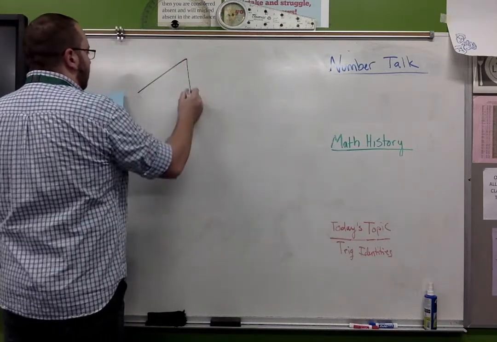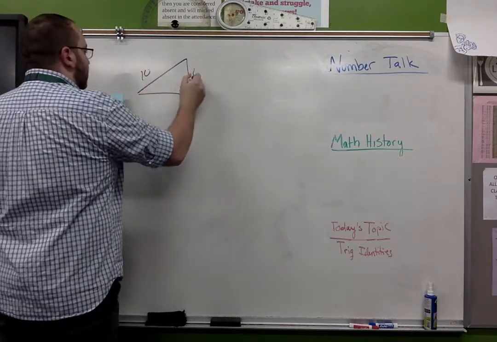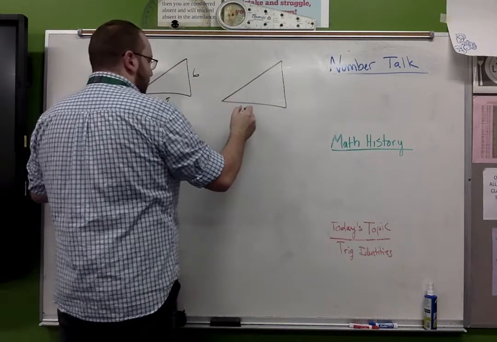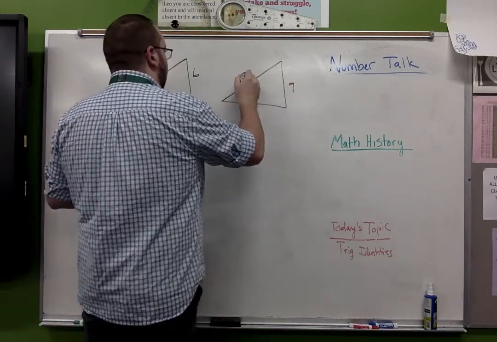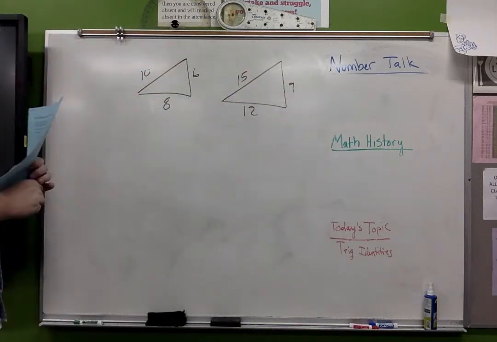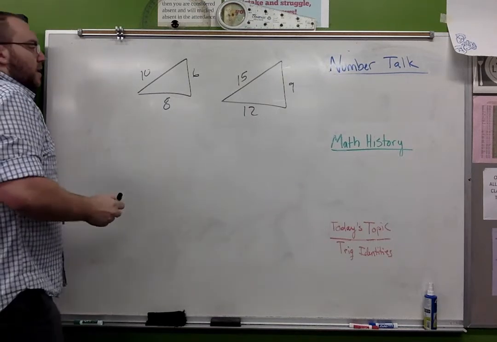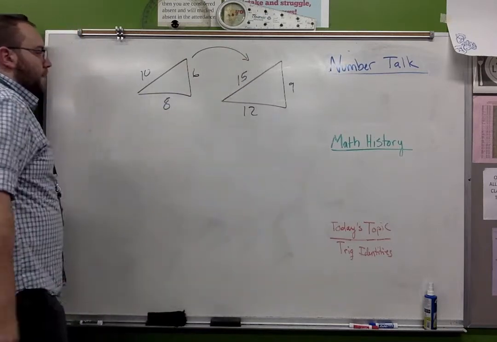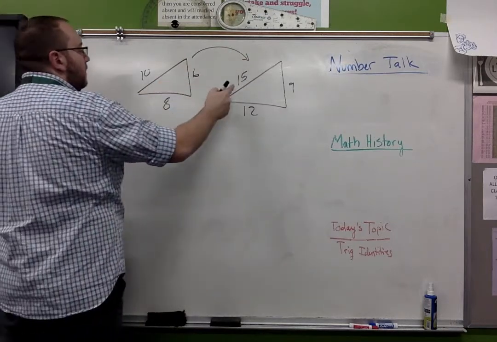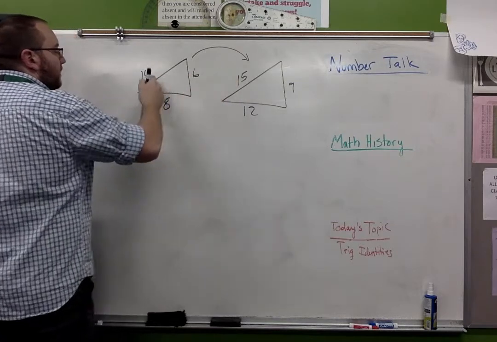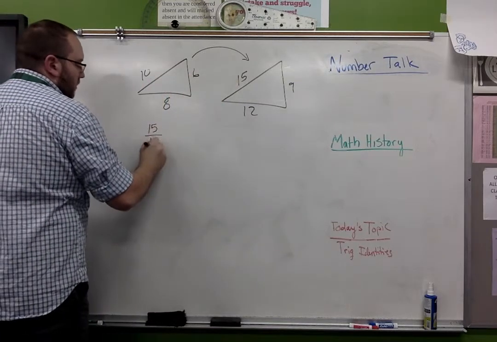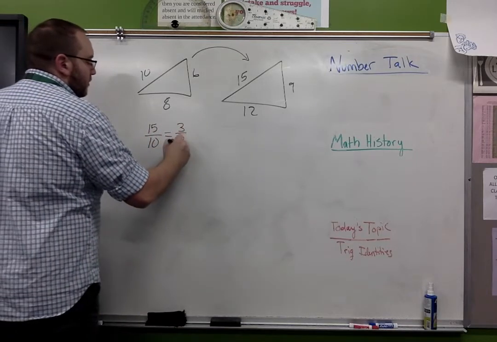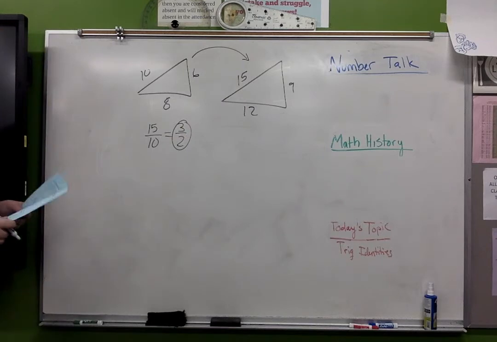We have 10, 6, 8, and we have 12, 9, 15. And we want to find the scale factor, the common ratio. We're going to find it for both directions. So we're going to go this orientation from the small one to the big one. So these sides correspond, 15 over 10. Divide numerator and denominator by 5. We get 3 over 2. Okay, there's your scale factor.